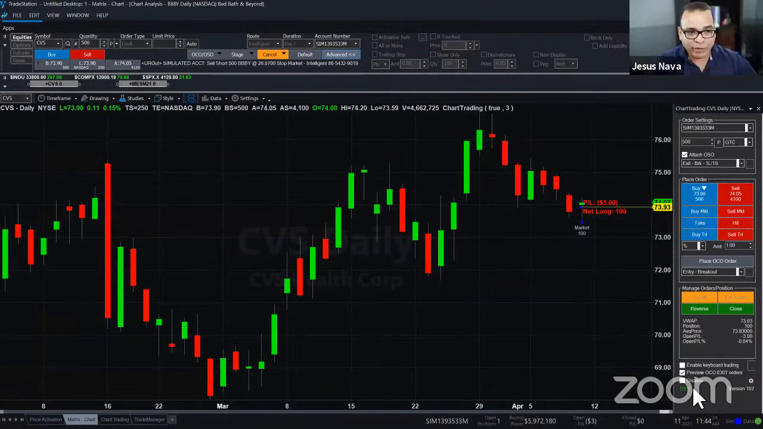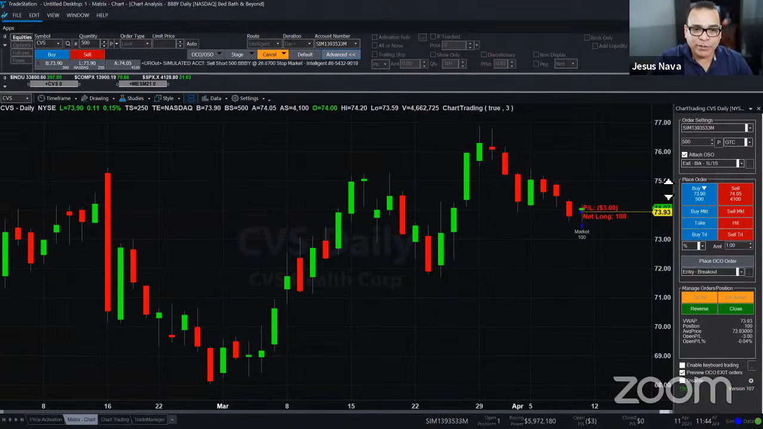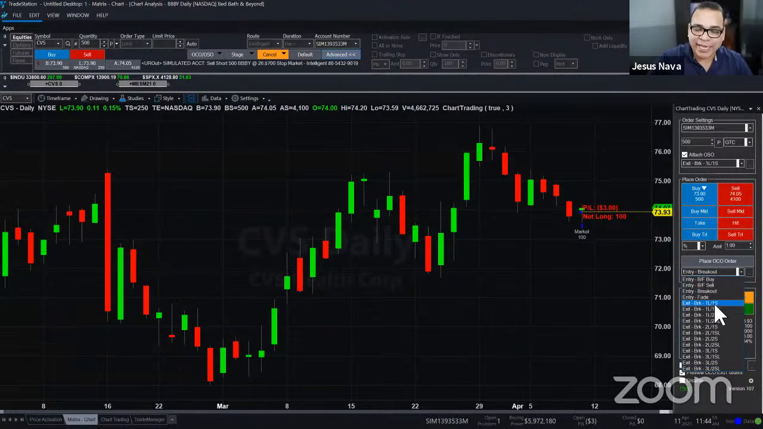This is the daily chart of CVS. All right, let's suppose that I want to use maybe this low as my stop and this high as my target. So I'm going to put a check here where it says preview OCO exit orders, and I'm going to go to the drop down here and choose an exit bracket. I'm going to do a simple one limit, one stop. Notice how my button now turns into a preview OCO order.